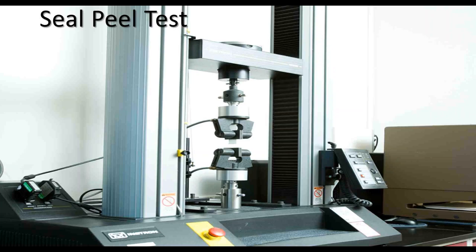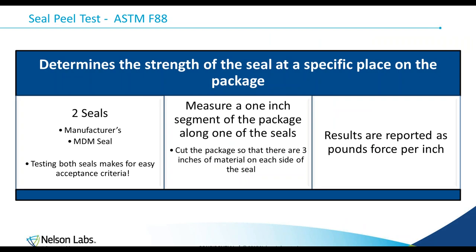So let's start with the strength tests. The first one we'll look at is the seal peel test. And the standard is ASTM F88. Two seals are typically tested. One is the manufacturer seal, and the other one is the seal you make in-house. Testing both makes for easy acceptance criteria, because you want to make sure that your in-house seal is at least the same or higher than the manufacturer seal. The test involves measuring a 1-inch segment of the package along the seals, and then results are typically recorded in force pounds per inch.